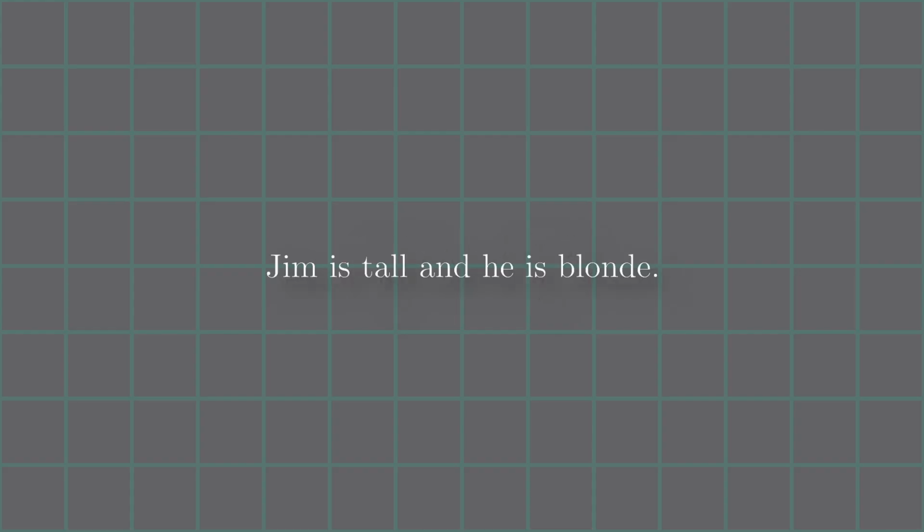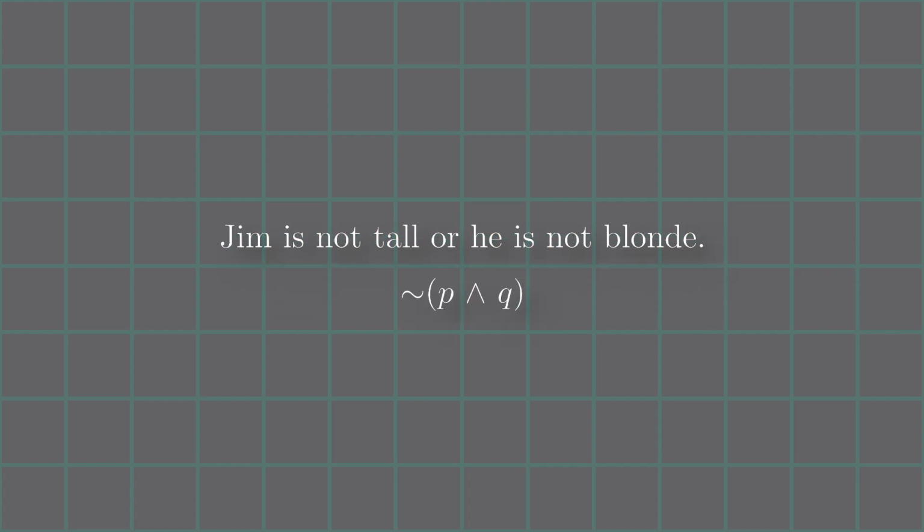Now, how do we negate conjunctions and disjunctions? If we have a statement with a conjunction, for example, Jim is tall and he is blonde, either one of the statements needs to be false for this whole statement to be false. Hence, the negation of the statement is Jim is not tall or he is not blonde. To negate a conjunction, we negate the individual statements and put them in a disjunction.